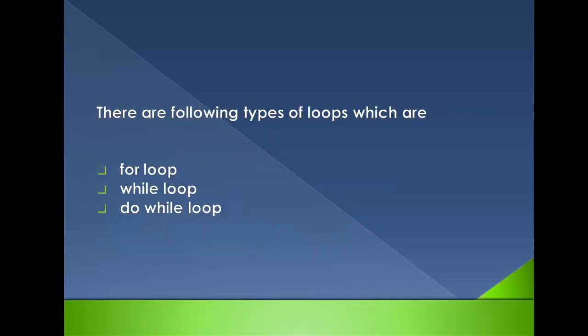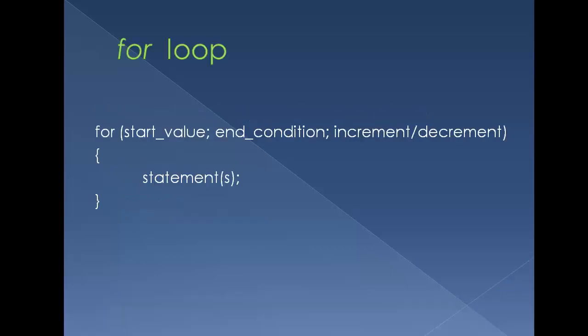There are three types of loops: for loop, while loop, and do while loop. In this course, I will cover only the for loop. This is the common syntax or basic structure of a for loop: for start value; condition; increment or decrement, and then there are some statements. Now let's get started with Eclipse.